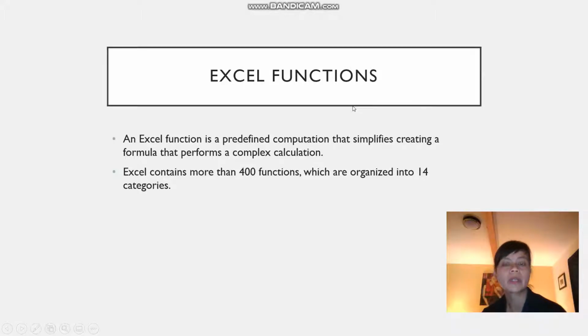In this video, we are going to look at Excel functions. An Excel function is a predefined computation that simplifies creating a formula that can help you perform a complex calculation. In Excel, we have more than 400 functions, which can be organized into about 14 categories.